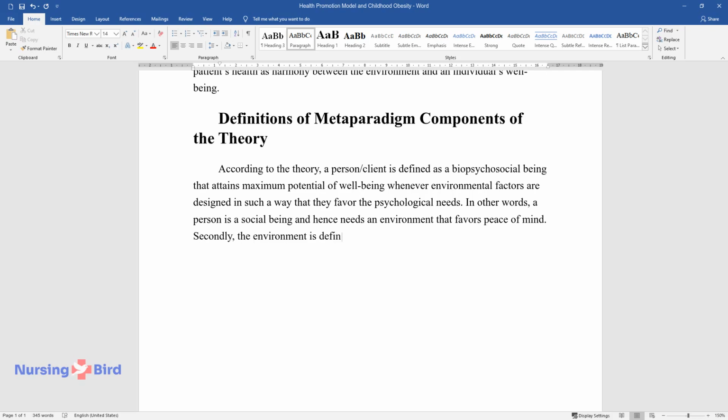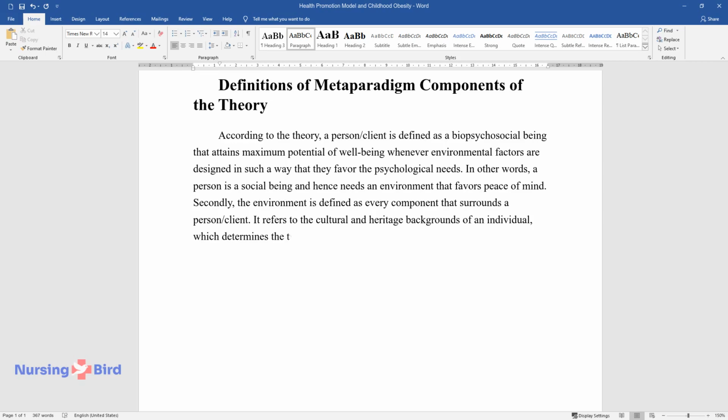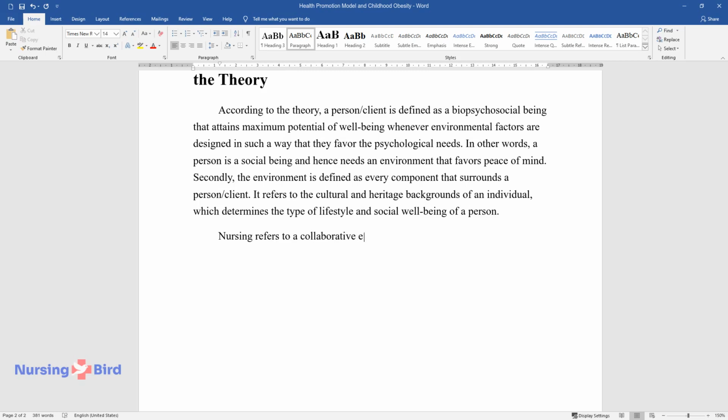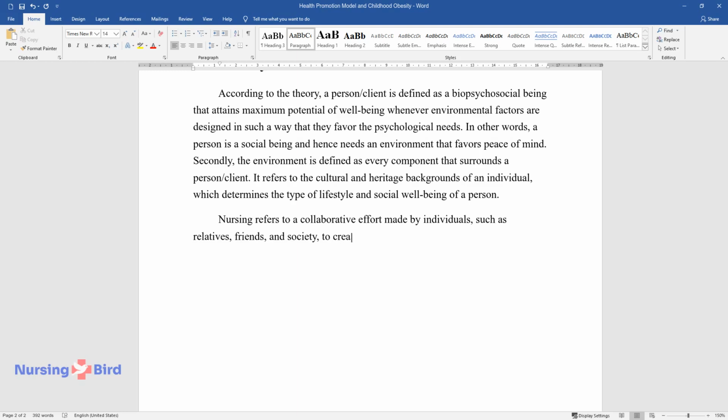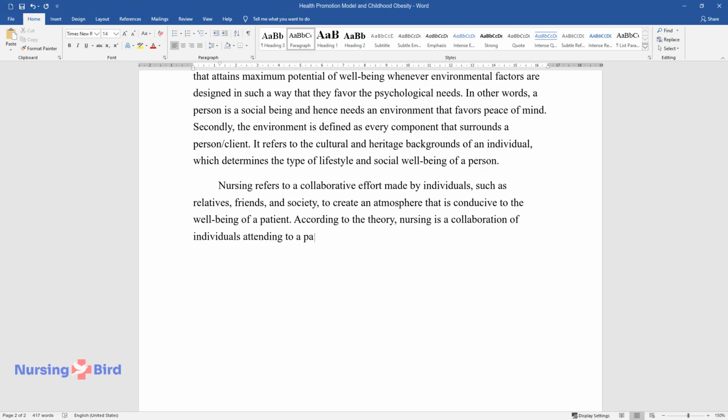Secondly, the environment is defined as every component that surrounds a person or client. It refers to the cultural and heritage backgrounds of an individual, which determines the type of lifestyle and social well-being of a person. Nursing refers to a collaborative effort made by individuals, such as relatives, friends, and society, to create an atmosphere that is conducive to the well-being of a patient. According to the theory, nursing is a collaboration of individuals attending to a patient to attain a quick recovery.